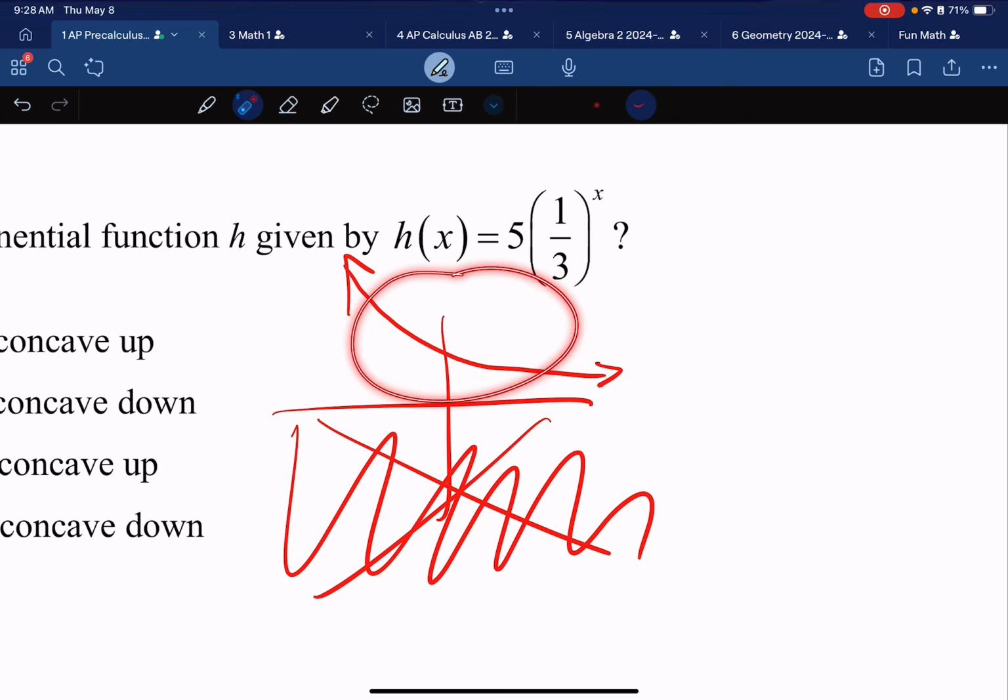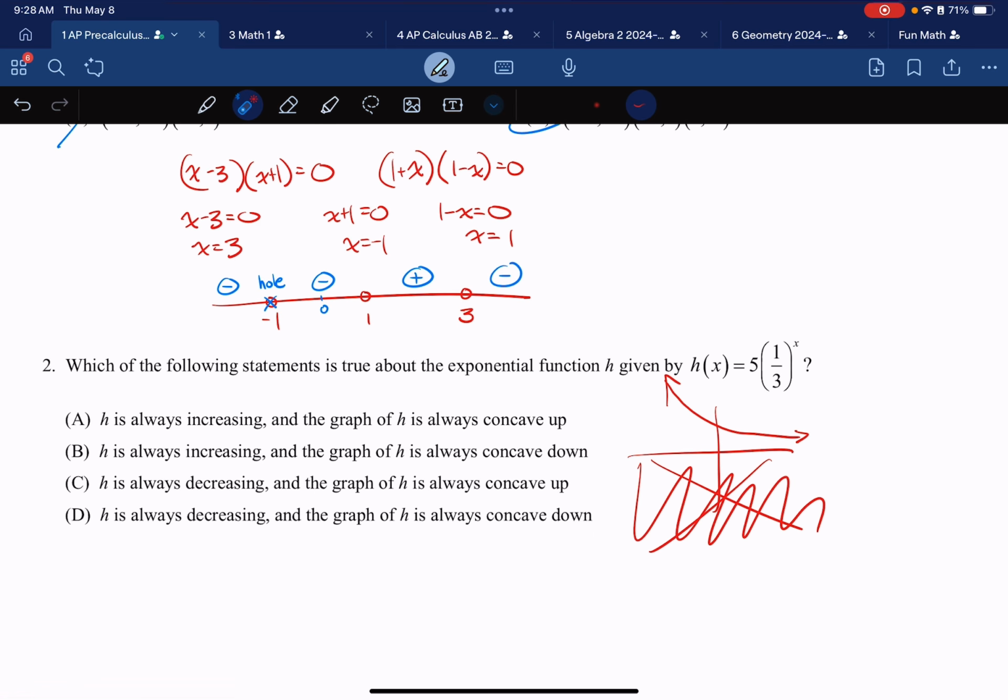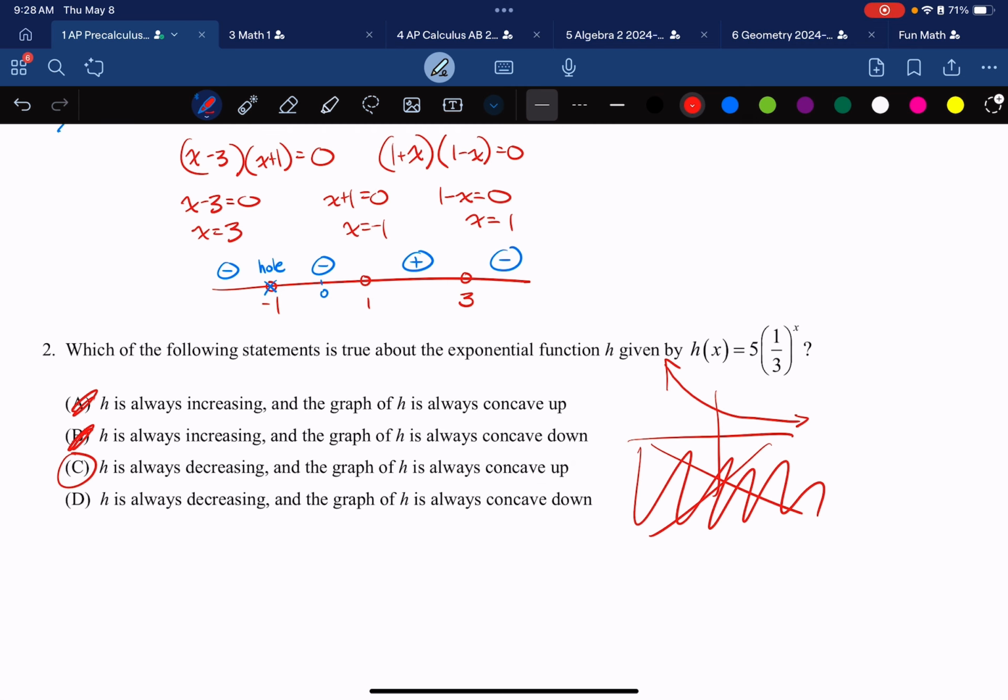All right, so here's our graph, and what do we know? I notice that this graph is going down, down, down, down, down, or you can say that the slopes are negative, therefore it is decreasing. So H is always decreasing. It's between C and D, just based off of decreasing. And I happen to know that this is always concave up. It's always trying to make a smiley face here. Concave up is smiley face. Correct answer here is C.